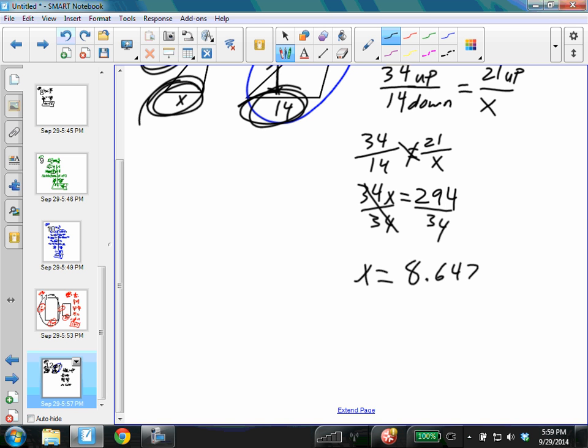8.647. And remember, the only reason that I'm not leaving this one as a fraction again is because the directions on this one told me to round to the nearest tenth. So I'm going to round to the nearest tenth. That is a decimal. So here's my tenths place. So I'm going to look next to it, and there's a 4. So I round down, so this thing just stays at 8.6.